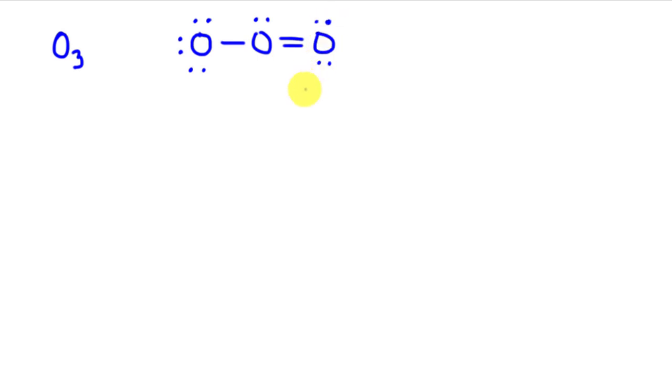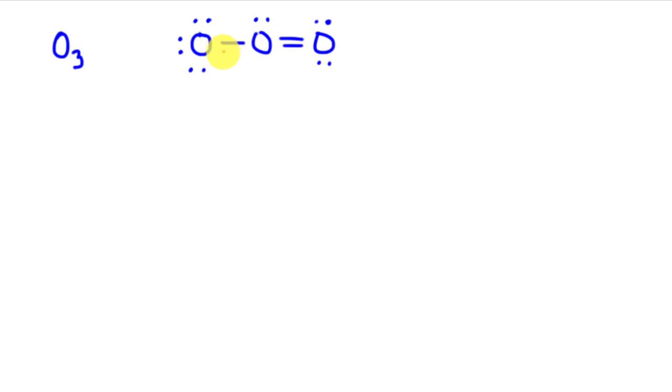Again, make sure your dots look really nice, everything looks neat. Make sure these dots aren't all stuck together. There's a nice separation between these two and these two. Anyway, here's the problem with this structure. What this is telling us is that there's a single bond here and a double bond here.